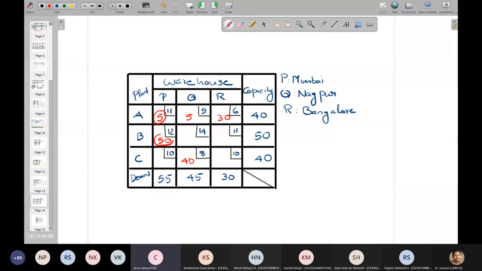Sir, will this be the last iteration? No, it need not be; sometimes it may vary also. We can't guarantee it. So you can calculate the transportation cost. What will be the transportation cost?